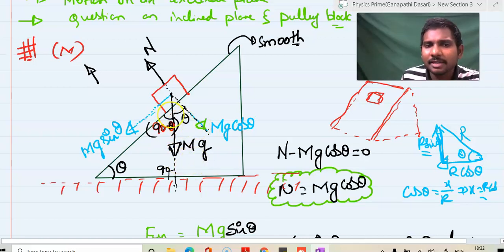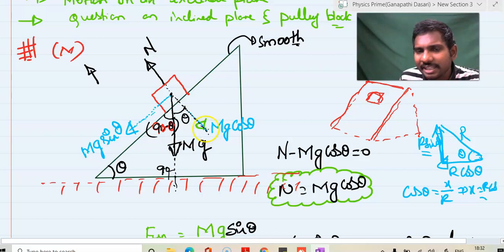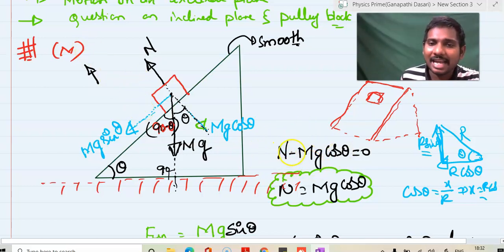So this mg can be resolved. This is theta. This will become 90 minus theta, and this will become theta. So this mg can be resolved in two components. One is perpendicular to the inclined plane and the other is parallel to the inclined plane. Perpendicular to the inclined plane is mg cos theta. Because there is no motion perpendicular to the inclined plane, there should not be any unbalanced force perpendicular to the inclined plane. That is, N minus mg cos theta should be equal to 0. That is, N is equal to mg cos theta.